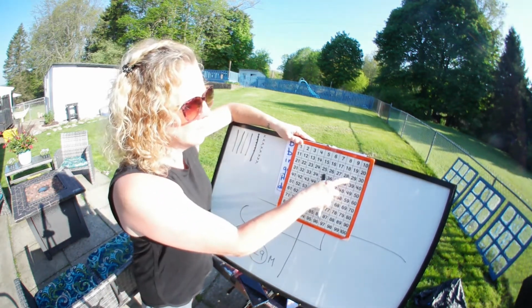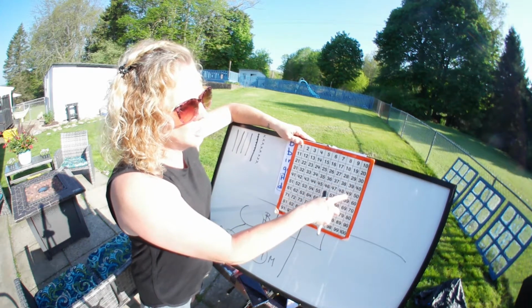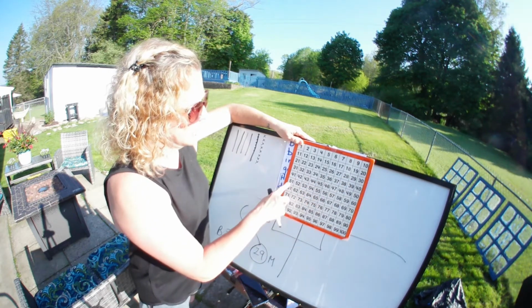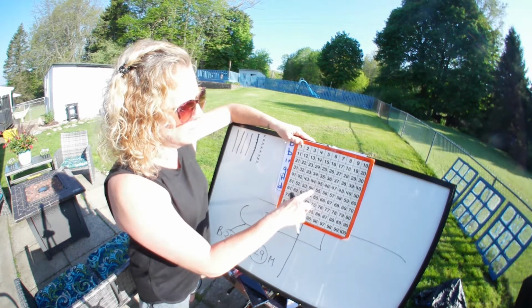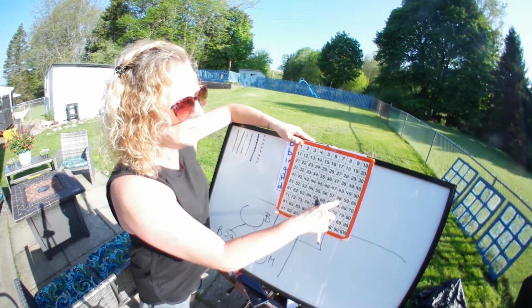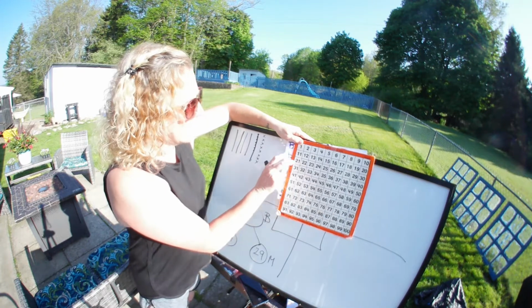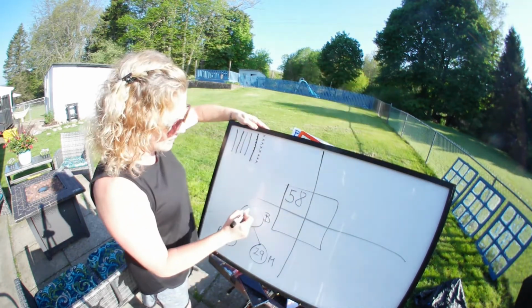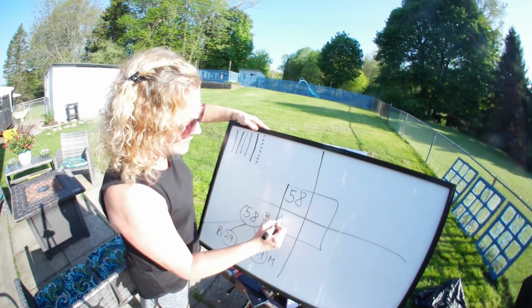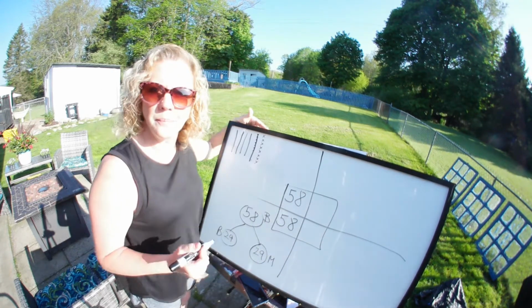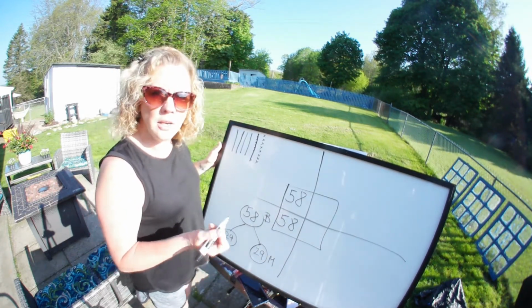So we're here at 29. I have 10, 20, 21, 22, 23, 24, 25, 26, 27, 28, 29. Look at that. I came up with the number 58. And coincidentally, I have 58 up here. Now, let's look at our number sentence.